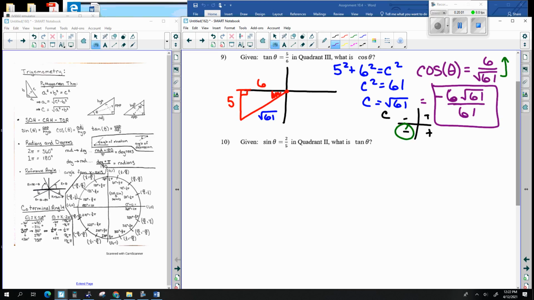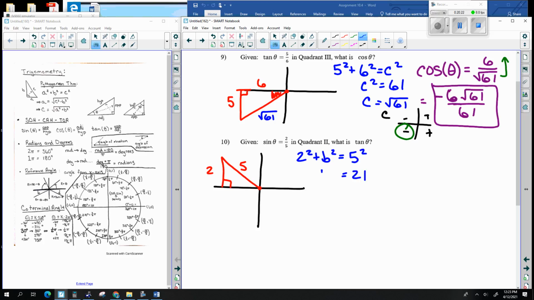Okay, last but not least, number 10. Okay, this is taking place in quadrant 2. Sine is opposite over hypotenuse. Pythagorean theorem. So 25 minus 4. Can't get any better than that.